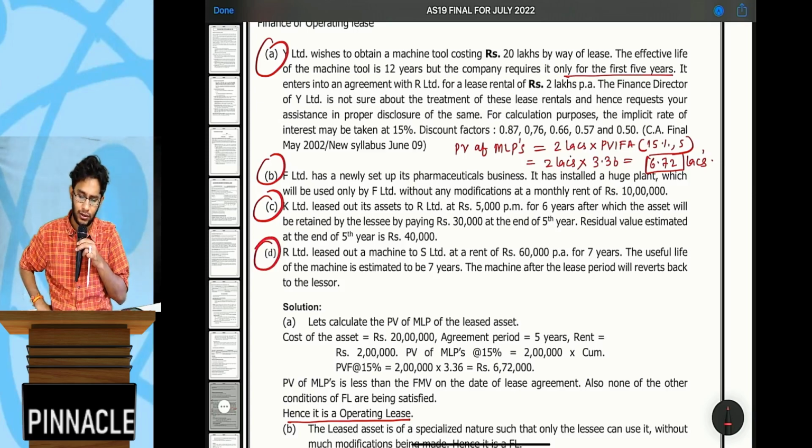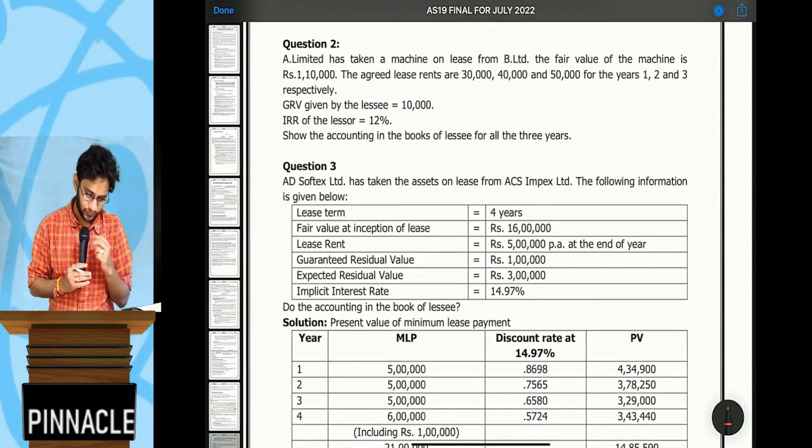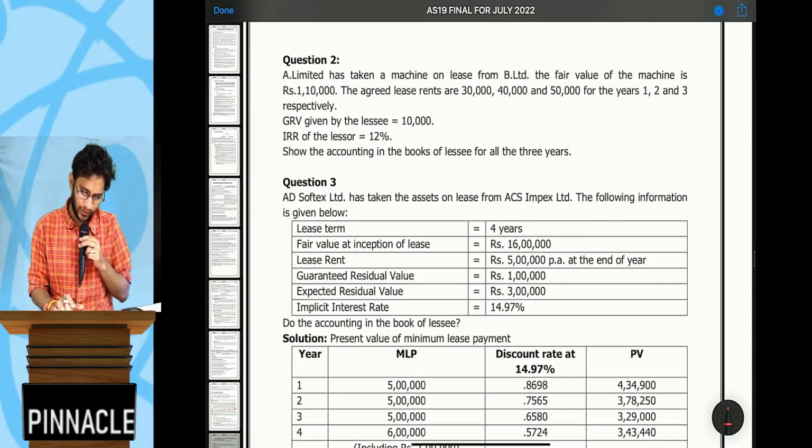R Limited leased out a machine to S Limited at a rent of 60,000 per annum for 7 years. The life of the machine is also 7 years. The machine after the lease period will revert back to the lessor. What will we do, sir? I mean to say, asset life is 7 years. You gave the asset to me for a 7-year lease. I used it. After that you will come and take it, it seems. What is the use of taking it, sir? I would have used the asset completely. So am I an owner in substance? Yes, therefore it is a finance lease. The second question I only framed, it will not come, don't worry.